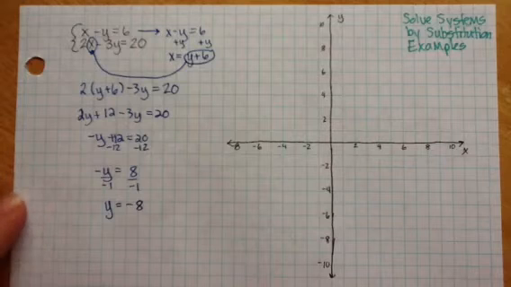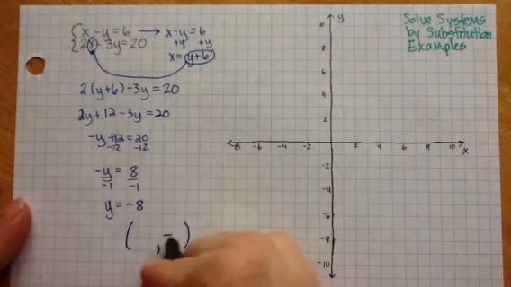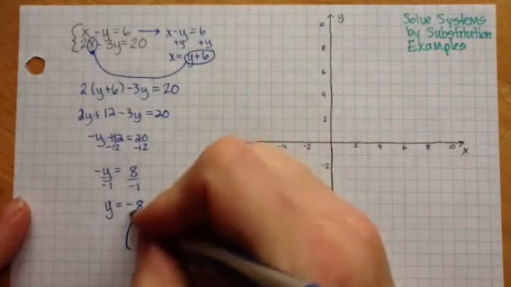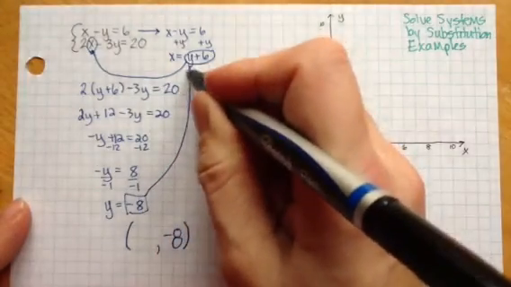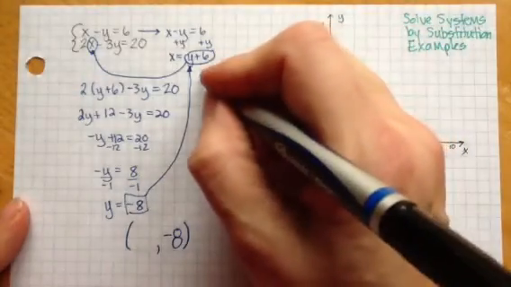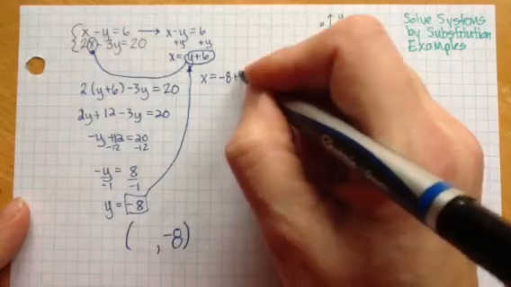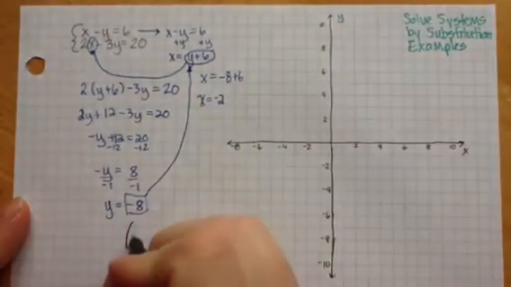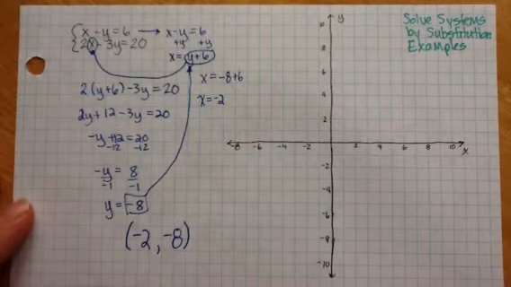Now that's the y value that's going to be in my ordered pair. And to get the x value, I'll take the negative 8 that I found for y and substitute it into my equation that I found on the first step. So I'll have x equals negative 8 plus 6, or x equals negative 2. So my ordered pair solution is negative 2, negative 8.